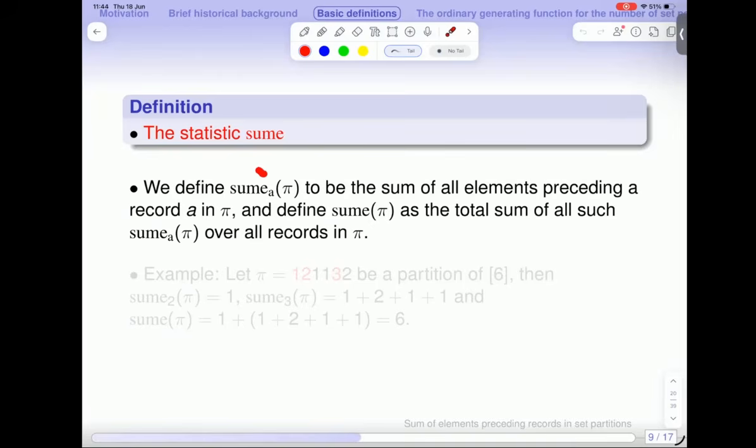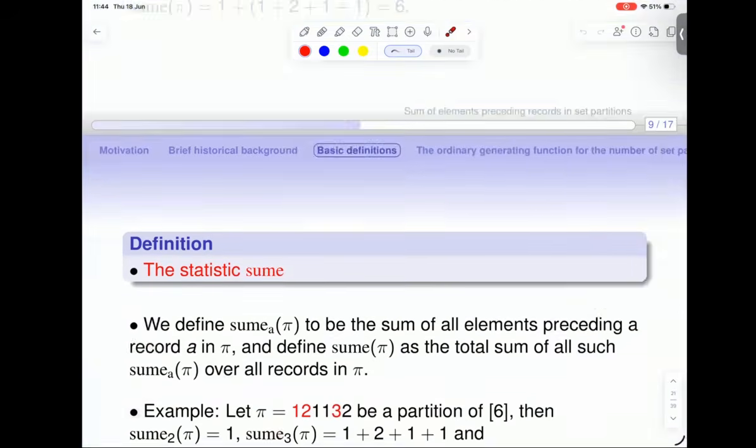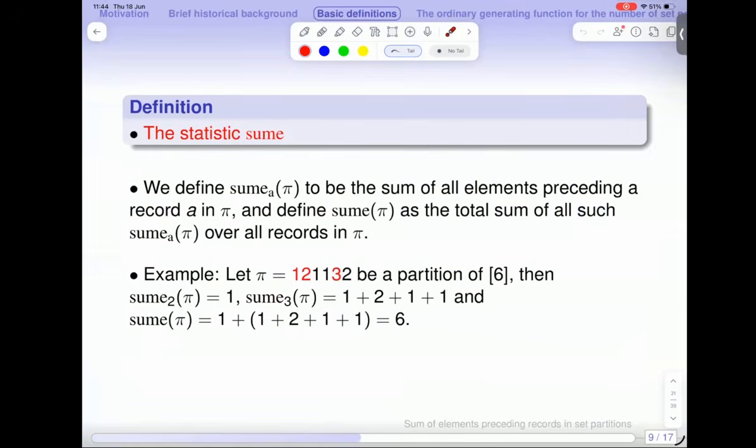So here we fix any record, and we need to find the sum of all elements before it. And here we don't need to fix it; we need to find this for all records in pi. Here we have an example.